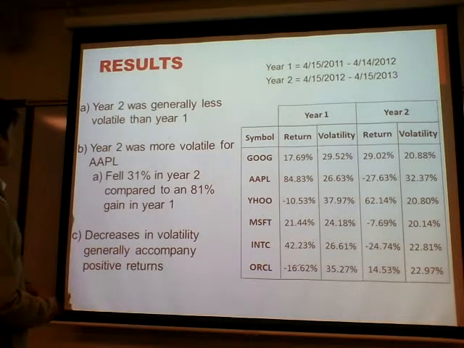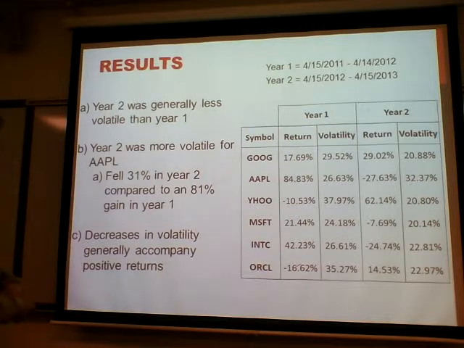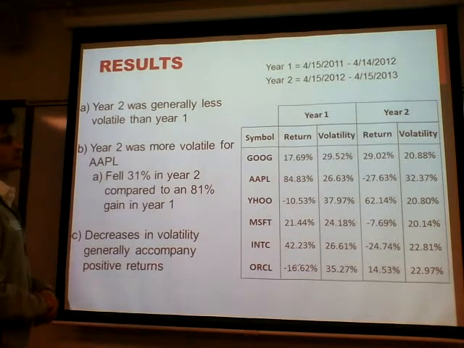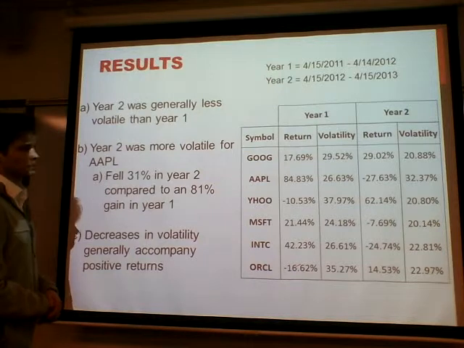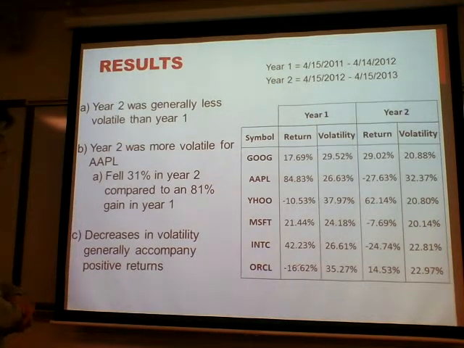And so here I have that. Year 2 is more volatile for Apple, and this is basically the reason why. It fell 31% in year 2, and then in year 1 it gained 81%, so that's quite a contrast. And it explains why the volatility jumped from 27% to 33% between the 2 years.